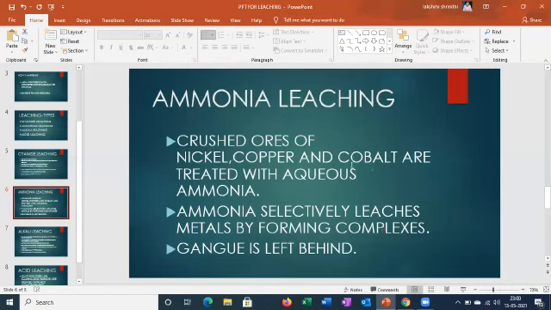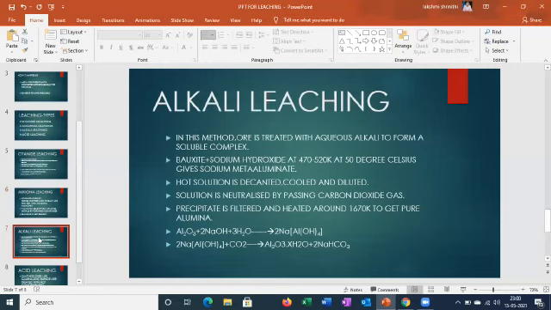Okay, let's go for the next leaching, which is alkali leaching. As the name indicates, here we leach the ore with the help of sodium hydroxide, and therefore it is referred to as alkali leaching. Alkali means we can take either sodium carbonate or sodium hydroxide. Both can be taken. For example, we make the ore react with aqueous alkali. It will form a soluble complex, and the gangue will be insoluble.